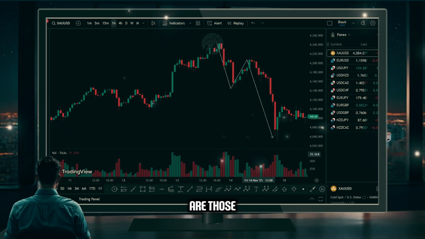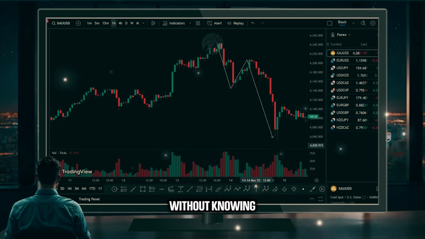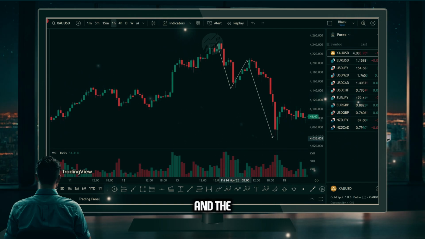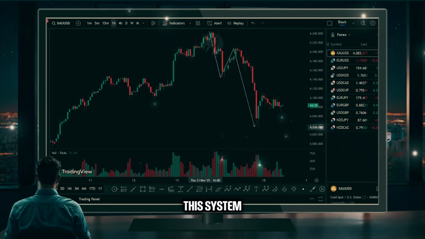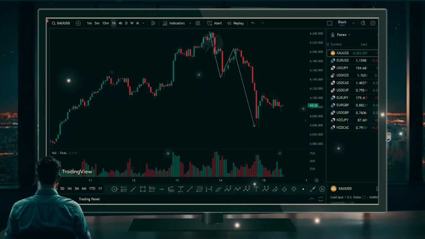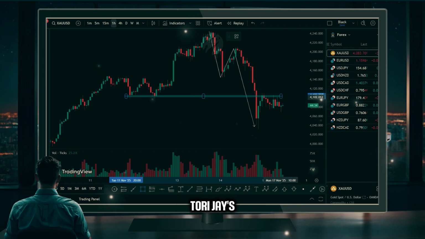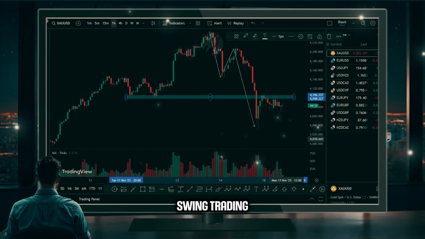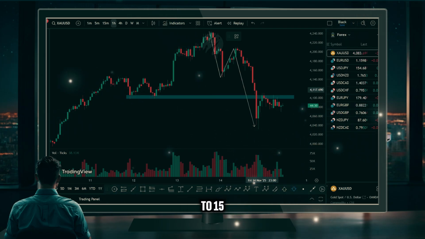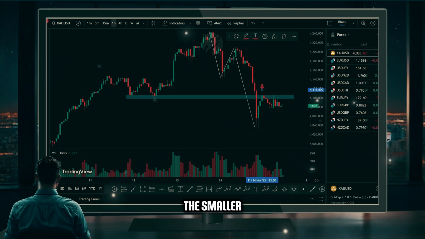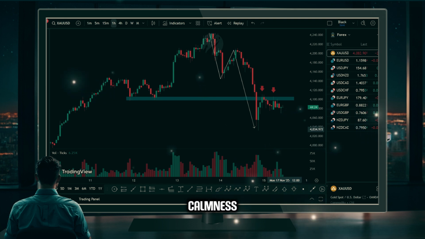Losing traders are those who jump between time frames without knowing what they are looking for. And the final time frame I use in this system is the 1-hour chart. This is where I stop because Tori J's method is swing trading. You don't need to go down to 15 minutes or 5 minutes. The smaller the time frame, the more noise, and that can destroy your calmness.